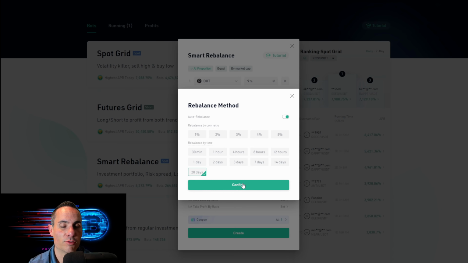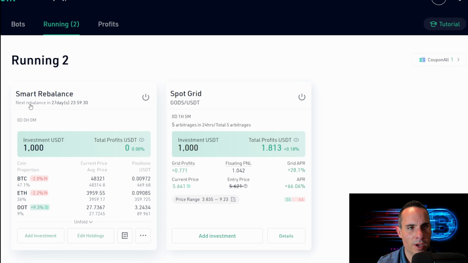Now, one of the things to point out, and the reason that those shorter time increments probably don't work as well, is because there are trading fees associated with this. Every time your portfolio is rebalanced, there are going to be some fees associated with that. If you had this set up to hourly or every 30 minutes, those fees could really eat up some of those profits going forward.